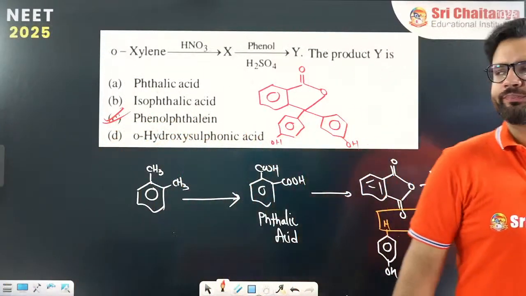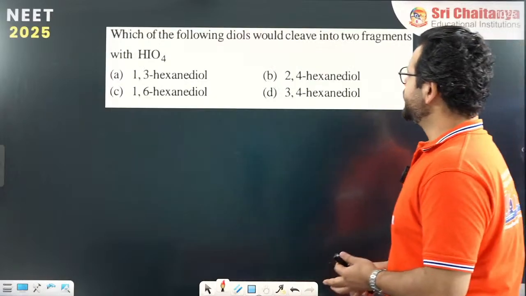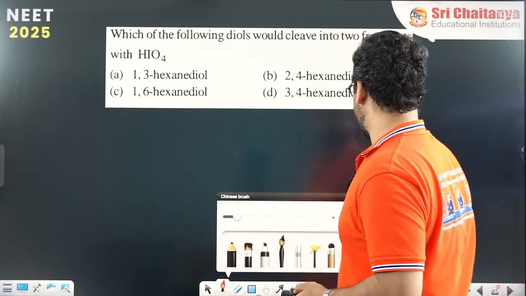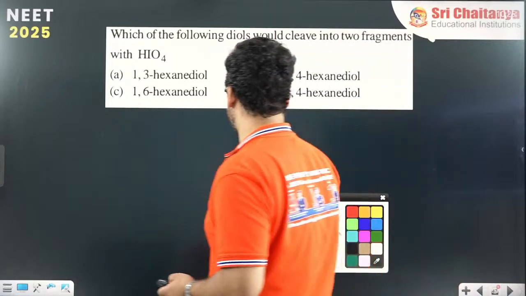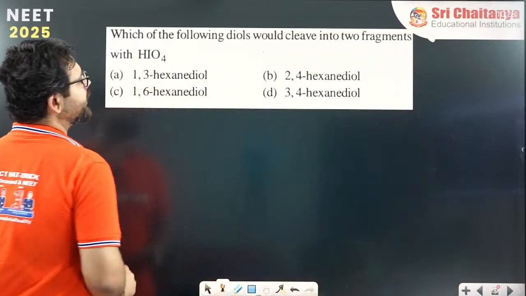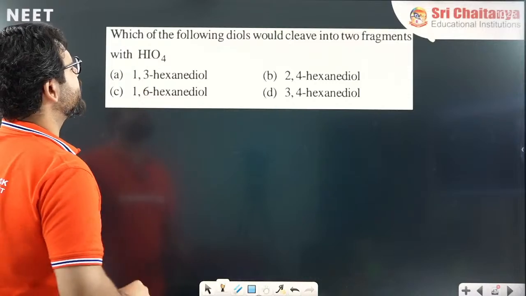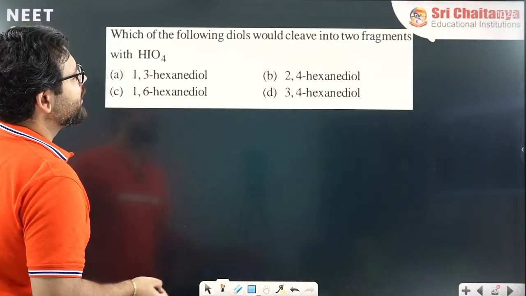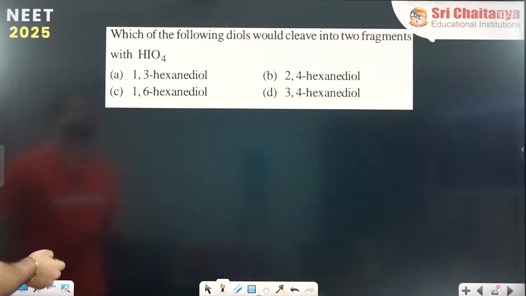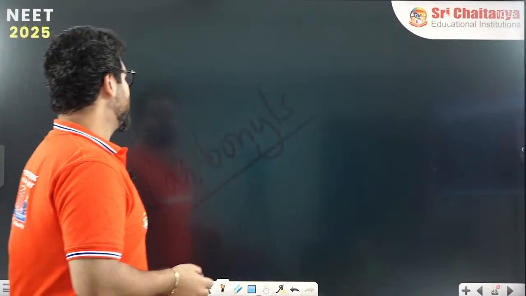Moving to the next one. This is not very important, not there in the NEET, NCERT. The reaction with periodic acid, HIO4, you can leave it as well. Okay.